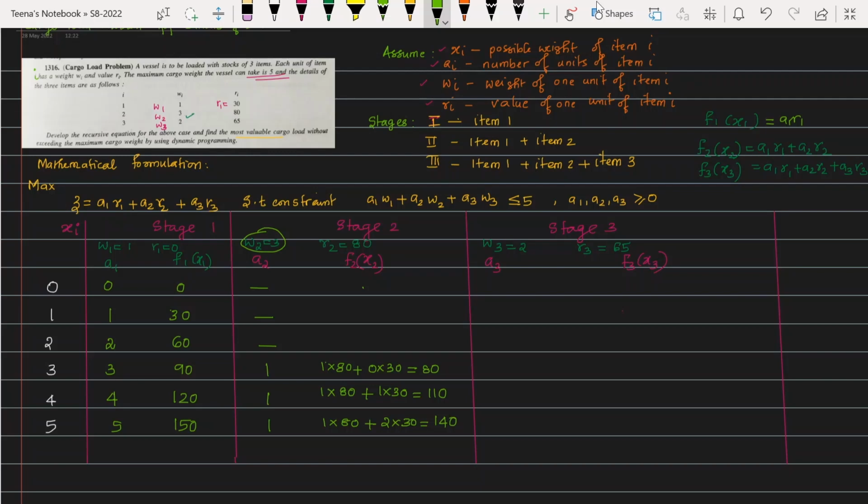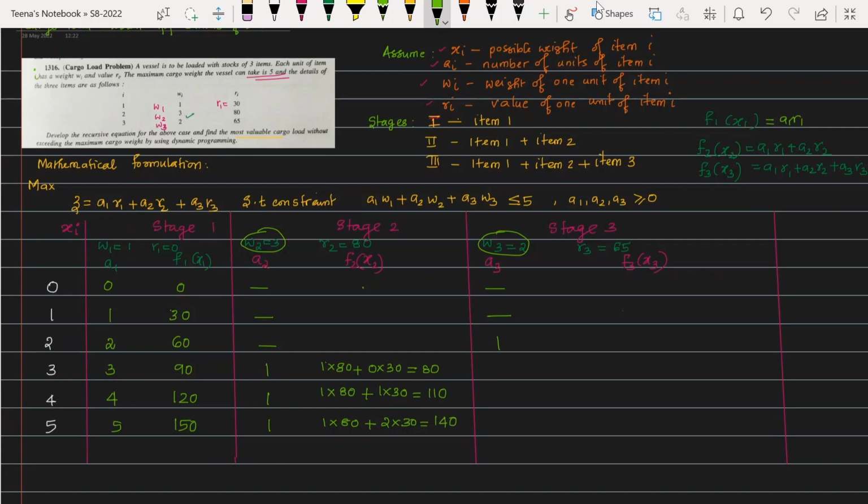Now coming to stage 3, for stage 3 we concentrate on the weight of item 3, and weight of item 3 is 2 units, and therefore for xi equal to 0 we don't have to consider. For xi equal to 1, again we don't have to consider, but for xi equal to 2 we do have to consider, because the weight of item 3 is 2, and therefore we need to take 1 unit of item 3.